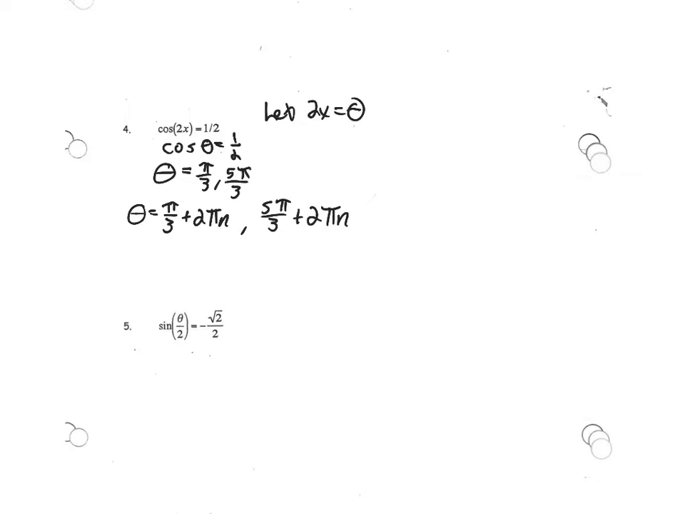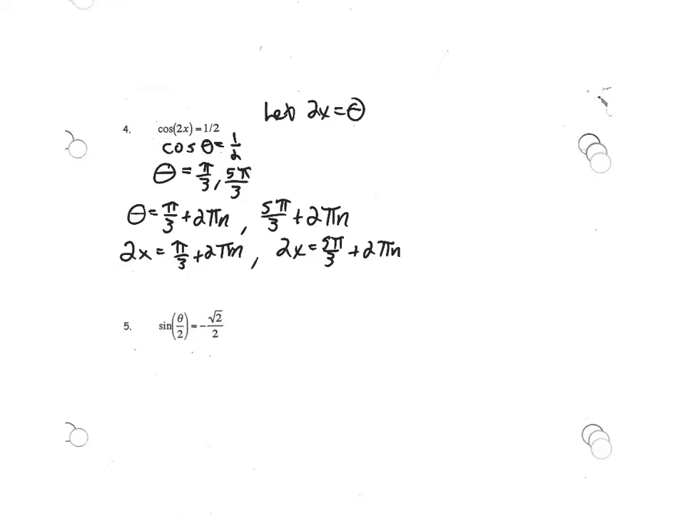But notice we're not solving for theta here, we're solving for x. So let's go back and remember that we didn't actually have theta in the original problem, we substituted in. So we're going to have to substitute that 2x back in here. So we have 2x equals pi over 3 plus 2 pi n. And we also have 2x equals 5 pi over 3 plus 2 pi n. And again, we're solving an equation here. We're solving for x. That's our variable in this case.